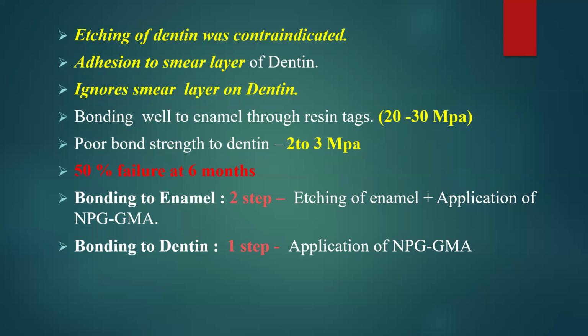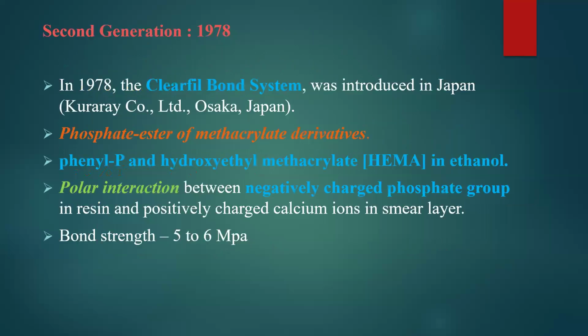6 months. Bonding to enamel should occur in 2 steps: etching of the enamel plus application of NPG-GMA, while bonding to dentin includes 1 step, that is the application of NPG-GMA. The second generation dentin bonding agent.